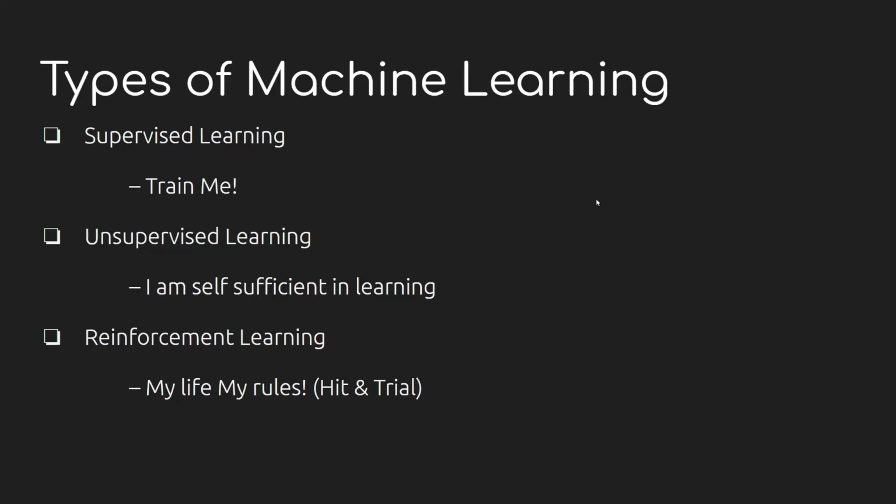Now, types of machine learning. Just giving an idea: supervised actually stands for train me. What it says is, train me. Unsupervised learning says, I am self-sufficient in learning, so you just give me data.